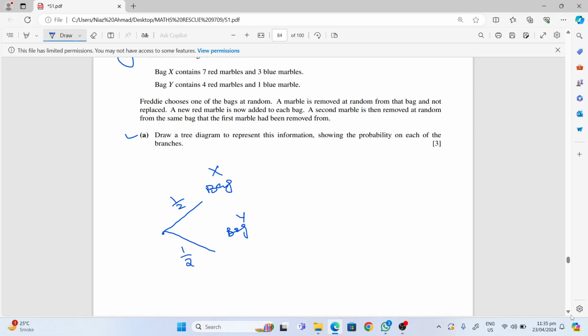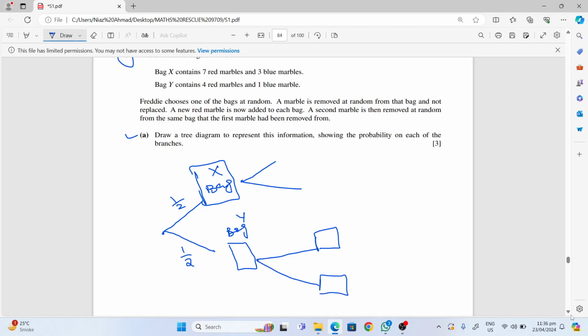In bag X, we need to extend this probability further, and here we have the marbles in each bag. So this will also be extended like this and this, and further we have these branches.